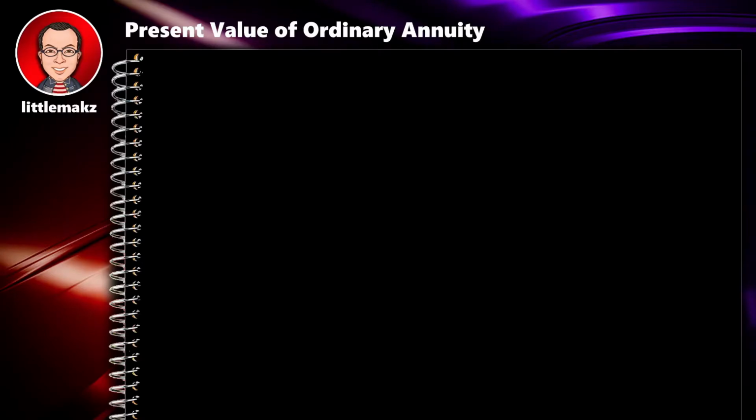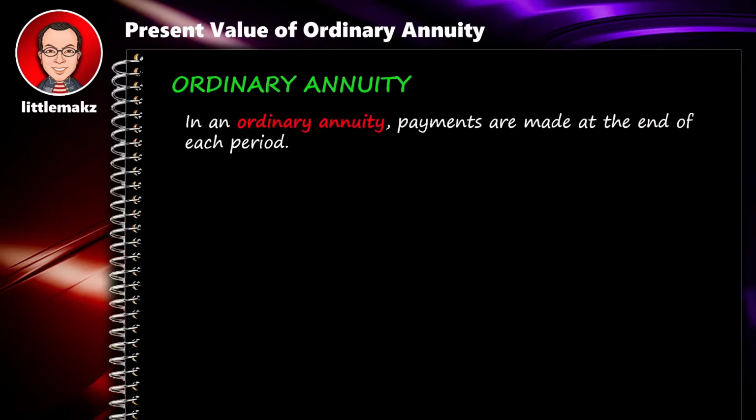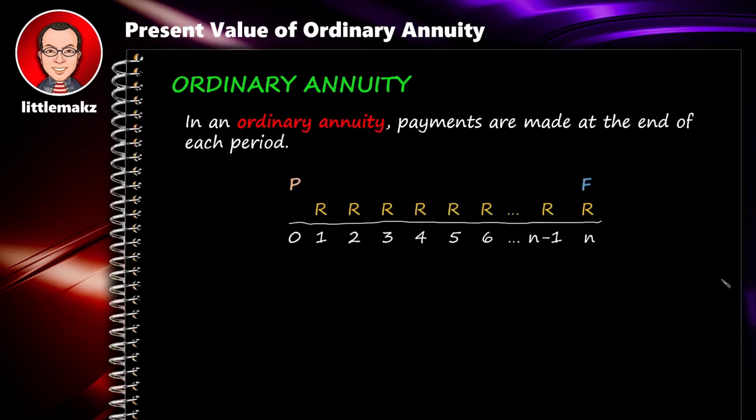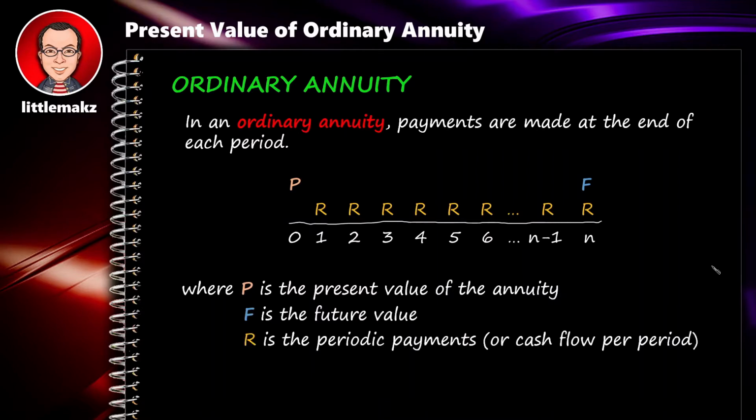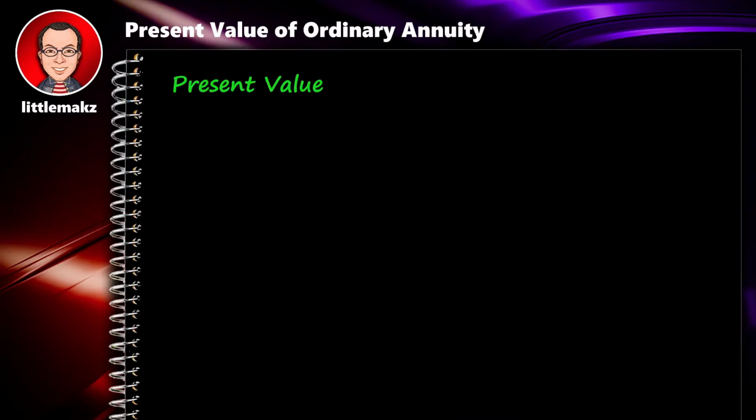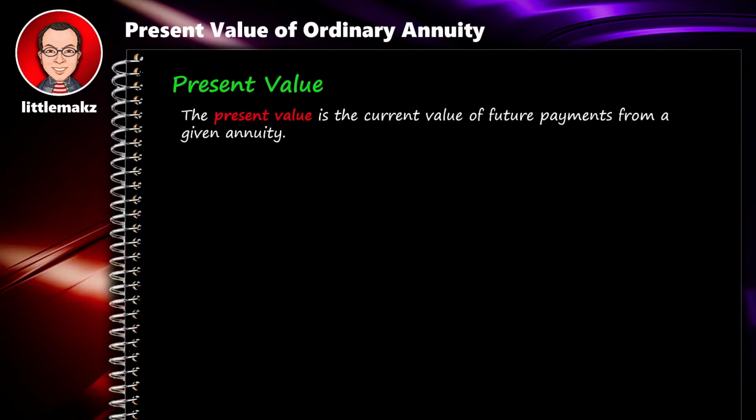Hello, so today we'll be continuing our discussion with annuity. By this time we talked about present value. So we said that in an ordinary annuity, payments are made at the end of each period. So basically we do have this kind of cash flow as we have discussed last time. P is the present value, F is the future value, and R is the periodic payment. So the present value of an annuity is actually the current value of future payments.